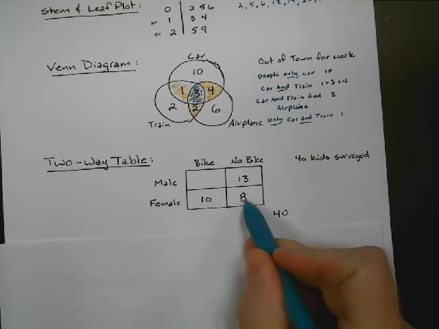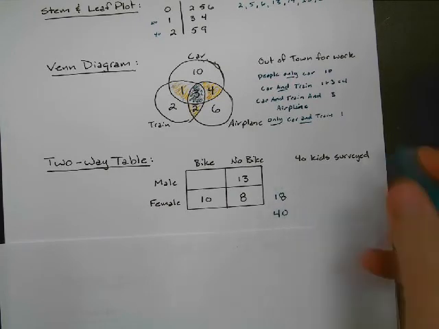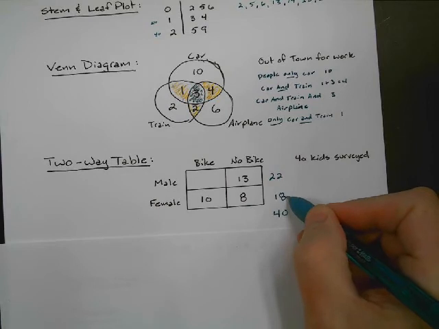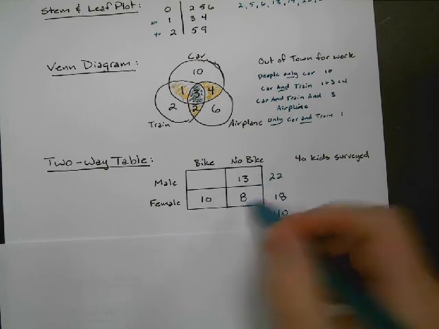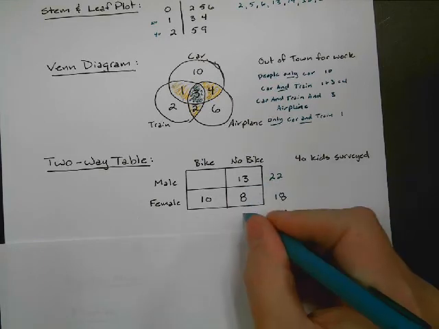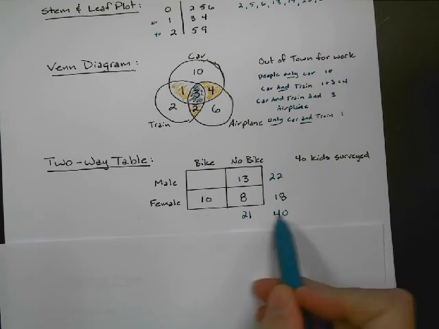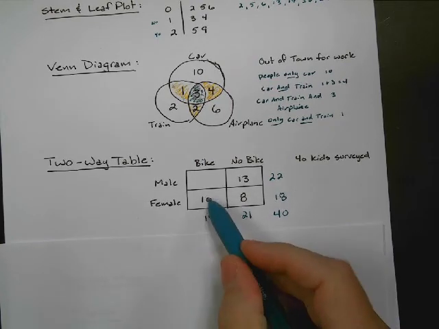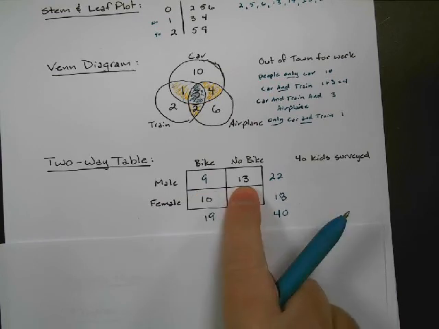Now I know that there's females over here. There are 10 plus 8 females. That's 18 females. Well, that tells me that there should be a total of 22 males, because the total males plus the total females should be the total kids surveyed. Then over here, I've got 13 plus 8, which would be like 21. So that's telling me that no bike is a total of 21 kids without a bike, which means that there must be 19 kids with a bike. And since there's 10 females with a bike, that means there's 9 males with a bike. And look, when it's adding up this way, 9 plus 13 is 22.